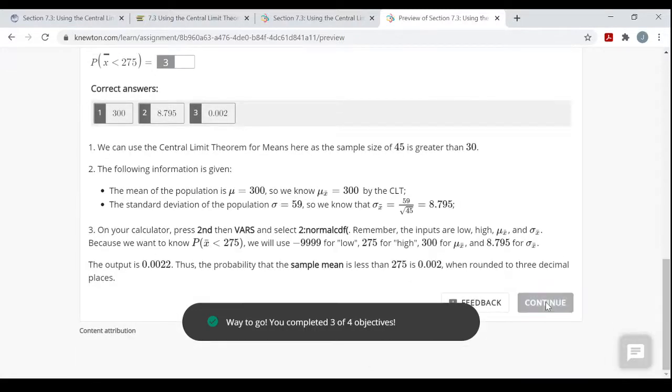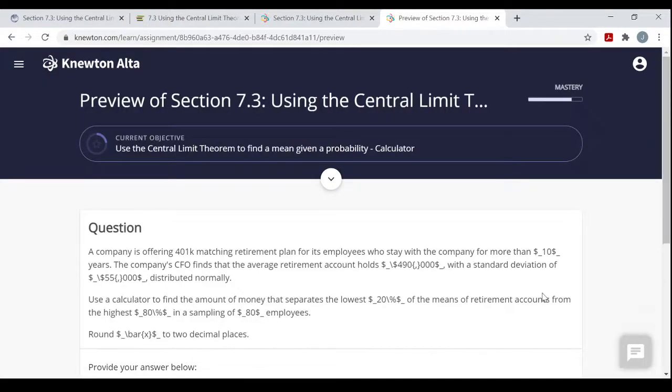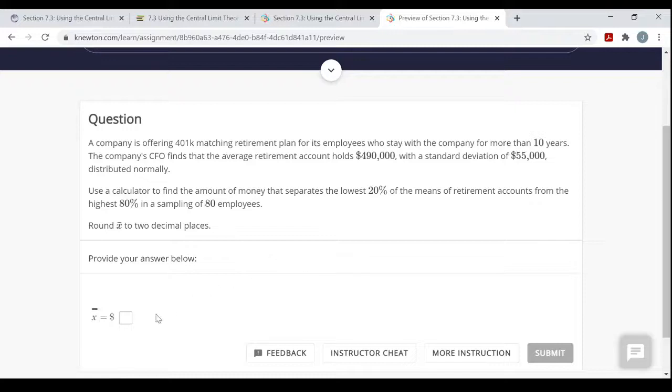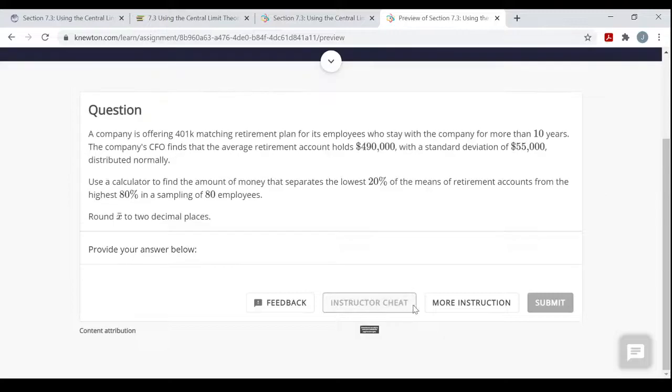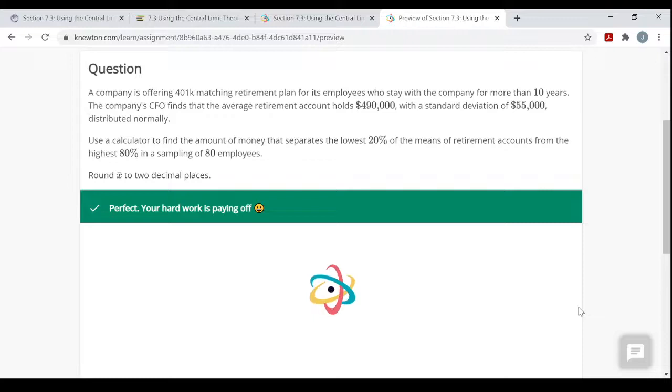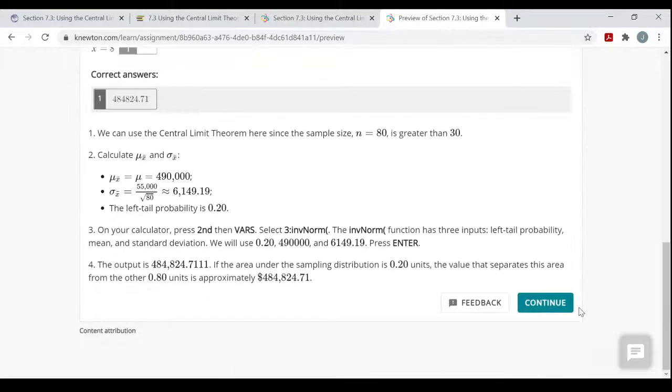And the only thing left to do is that inverse norm that I was showing you earlier, where you're given area and have to find a value using the inverse norm. So again, you just have to pay attention. You have to know what the mean of the x-bar distribution is, and what the standard deviation of the sample mean distribution is, and use the inverse norm. So again, I'm going to cheat on this and be done with it. And I believe that is all.